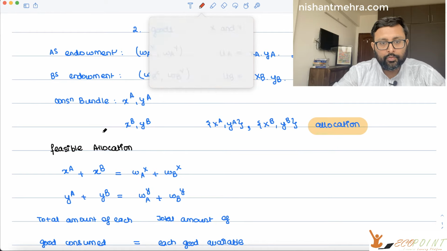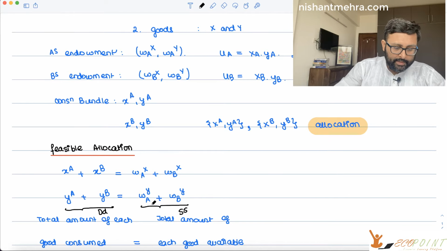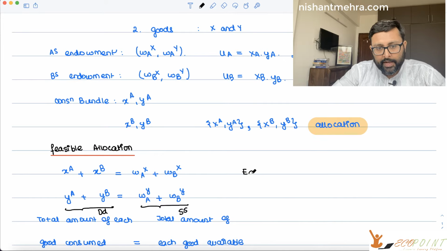That is, this is what is feasible allocation. So this is what your demand side is. Just keep this thing in head. And this is what your supply side. Okay. Then we need to find out an equilibrium price vector.